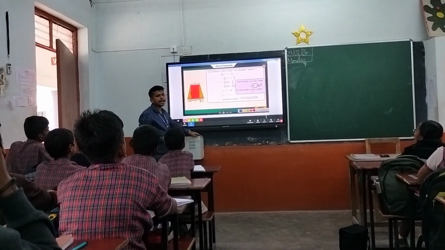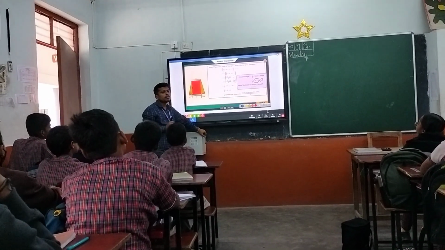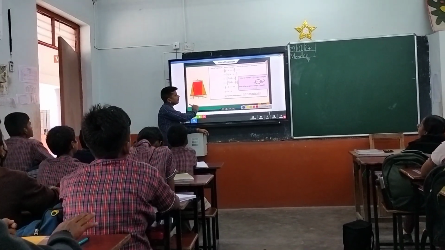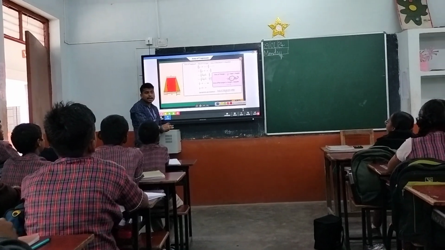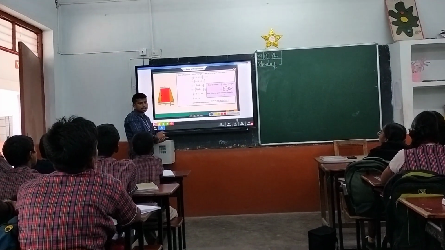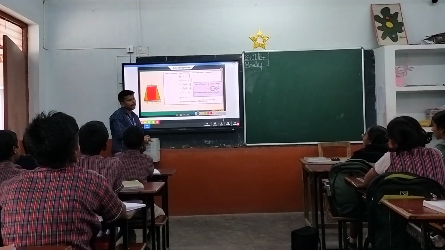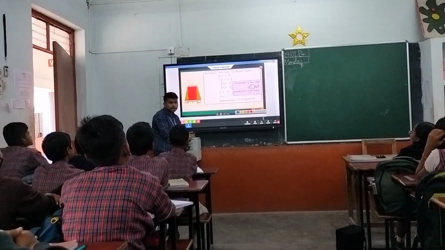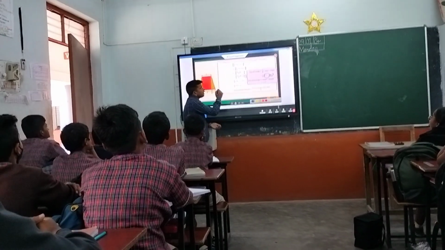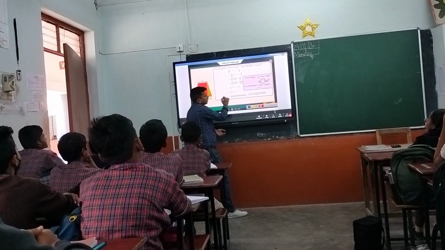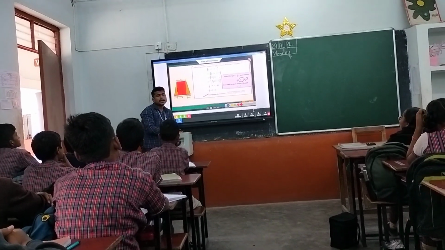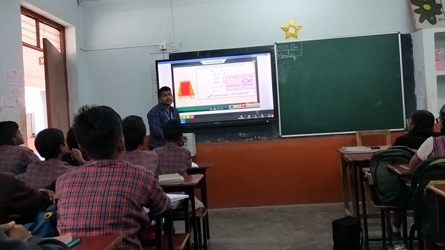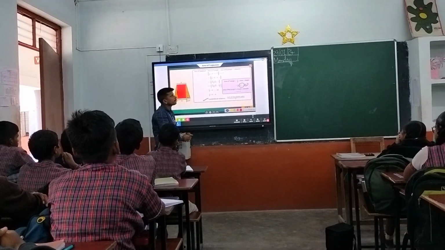So area of the triangle will become half into B minus A into h, whereas rectangle having height what? Length what? H, and breadth what? A. So its area will be A into h. So we will get the area of the trapezium as perpendicular distance into sum of two parallel sides divided by 2. Okay?